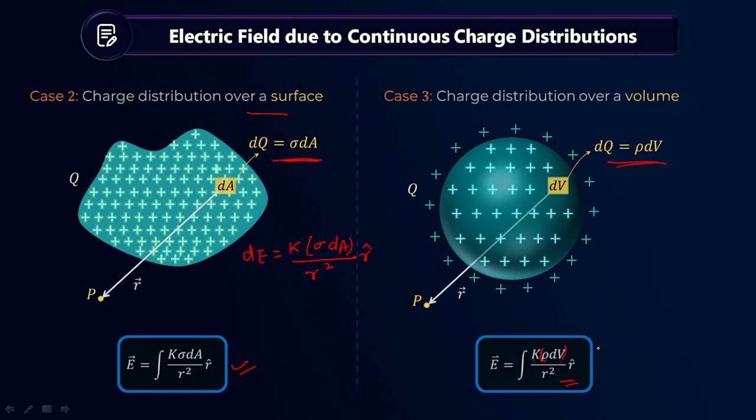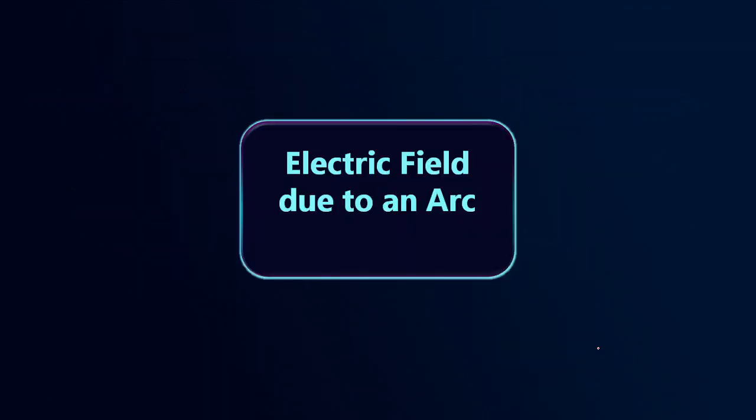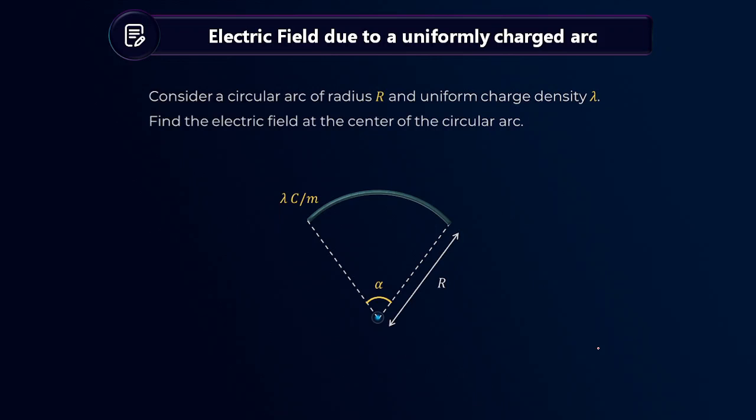Okay. So now let us move forward. Let us say electric field due to an arc. So here we considered one random arc. So consider a circular arc of radius r and uniform charge density lambda. So we have to find the electric field at the center of the circular arc. At this point we want to find the electric field. So again what we have to do? So arc means we can say that charge is distributed along the length of this arc, right? So what we have to do is we can take one small element, and due to that element we can find the electric field.